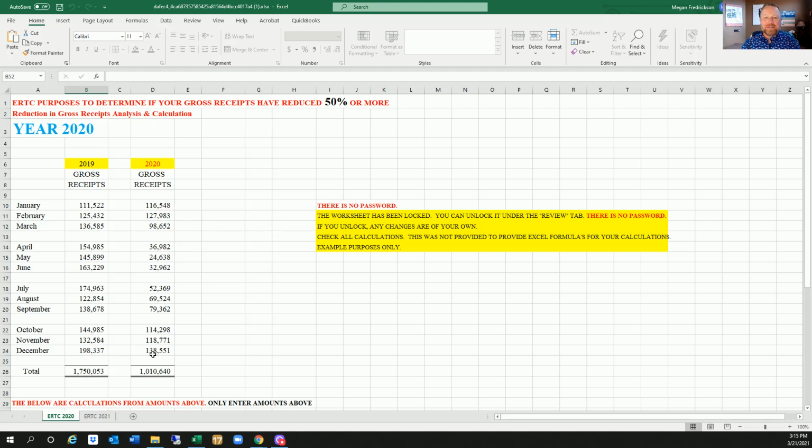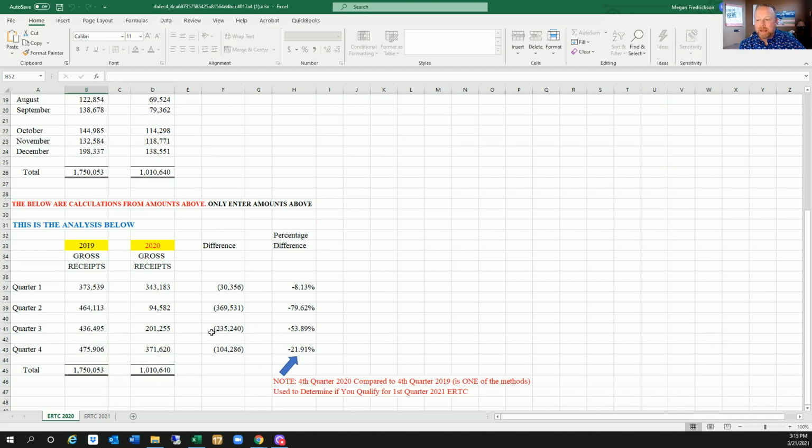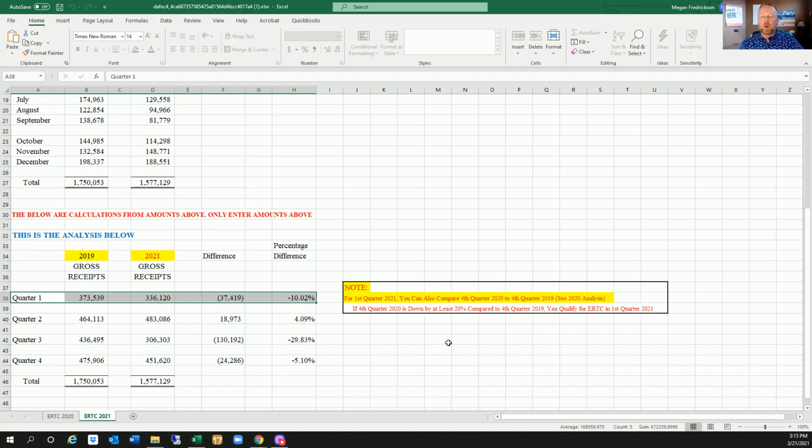But if they are down at least 20%, when we now go into the rules and we're looking at 2021, if they're down at least 20% in fourth quarter of 2020, then they qualify for first quarter 2021. So there's two ways to qualify for the employee retention tax credit when you come to the gross receipts test for first quarter 2021.